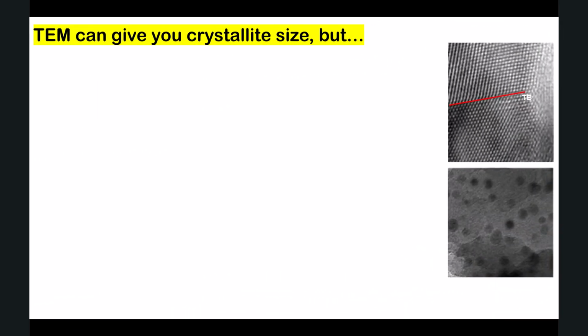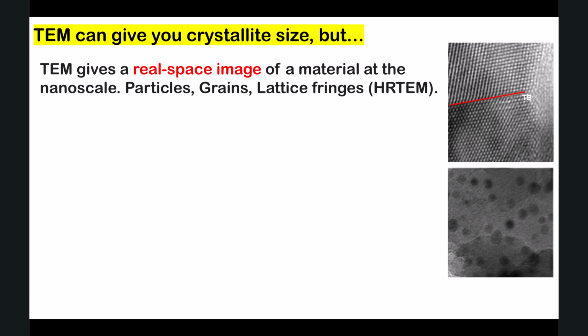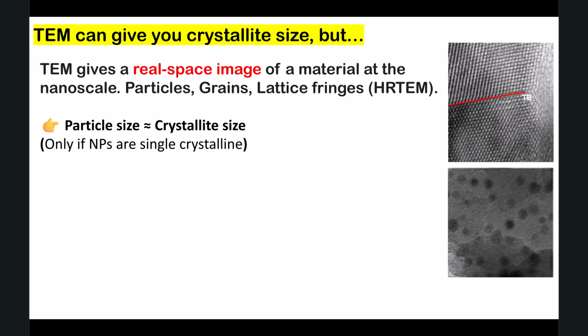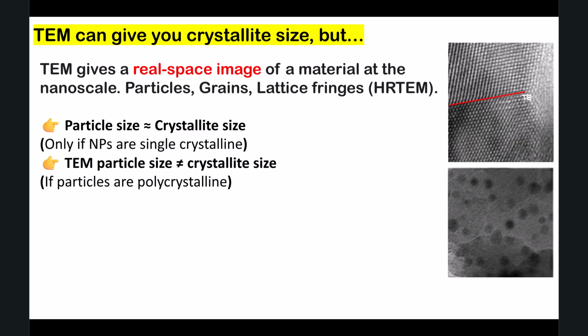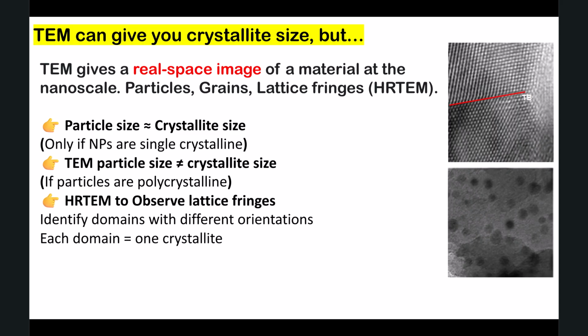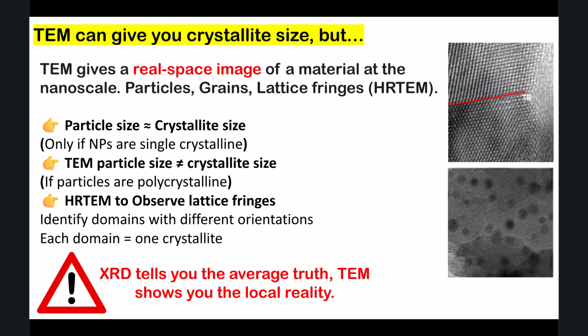Let's clarify this further. XRD provides an average crystallite size, while TEM shows the real space structure of your material. In TEM, if your nanoparticles are single crystalline, then particle size is approximately equal to crystallite size. But if they are polycrystalline, then these two are not the same. To go deeper, use HRTEM to observe lattice fringes and identify different crystalline domains. So think of it this way, XRD tells you the average truth, while TEM shows you the local reality.